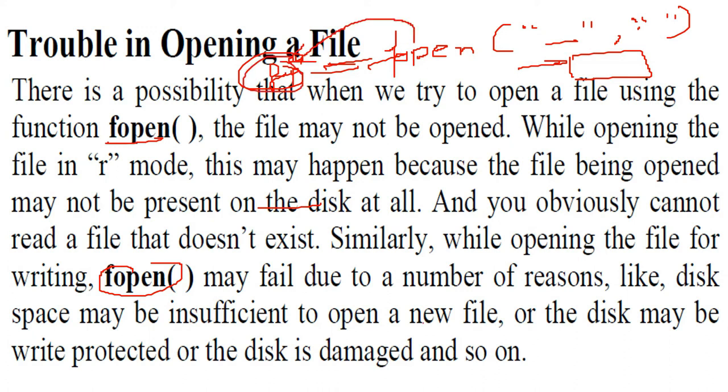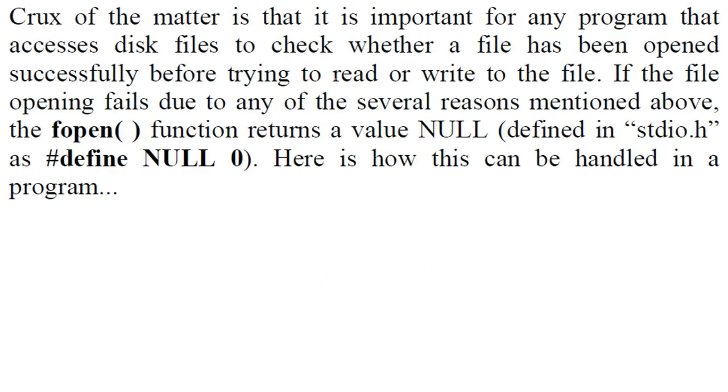There are certain scenarios where a file cannot be opened, or if you want to write the file and the disk is already full, or some restriction is there on the file. At that time also fopen will fail. So it will return a null. fopen will return a null, and null is defined as 0, so it is going to return 0. So how to handle it?